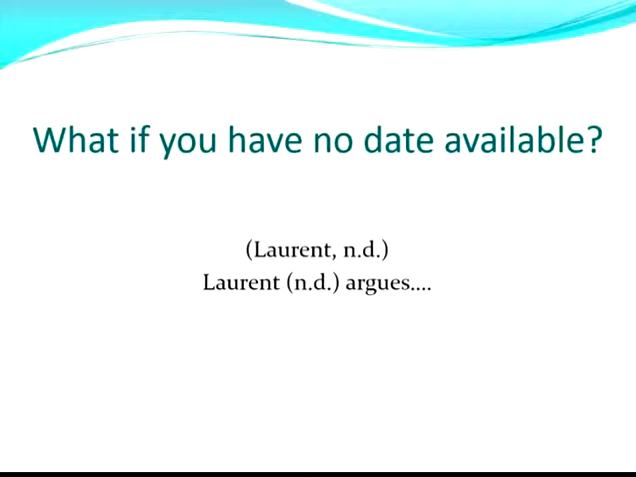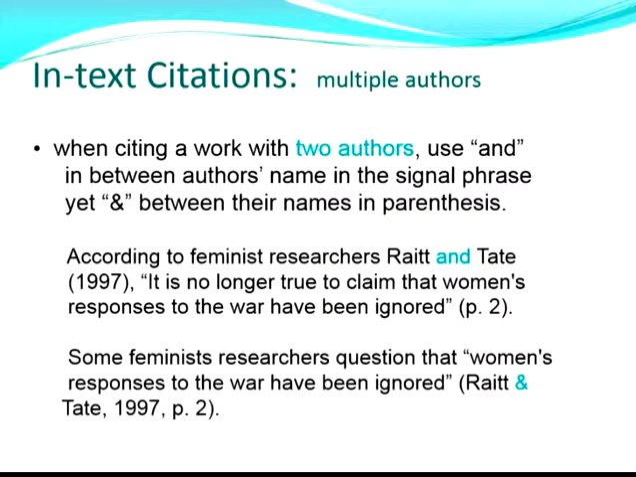Okay, so let's move on to our next slide with an example of looking at how in-text citations might look with multiple authors. So when you're citing a work with 2 authors, you want to use the word "and" in between the authors' names in the signal phrase. And the signal phrase, again, is your writing in the body of your paper. But when you're doing the in-text citation, you're going to use the ampersand symbol between their names.